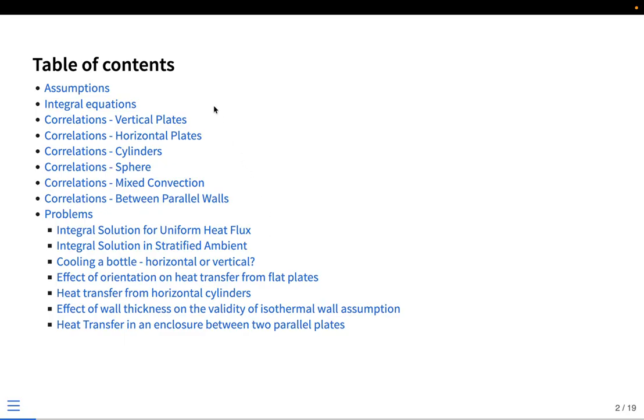And then I presented different correlations for vertical and horizontal plates, cylinders, and spheres. We understood how mixed convection has to be treated as a combination of forced and free convection, and how the Richardson number can be used to decide whether it is a mixed, free, or forced convection problem. And finally, we solved a problem on parallel walls, which is basically an enclosure with two walls separated by a finite space, each at a different temperature. We took the Nusselt number, calculated the heat transfer coefficient from it, and subsequently the net heat transfer across the enclosure.